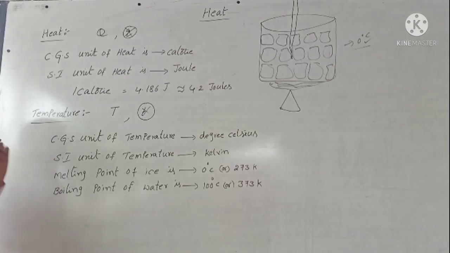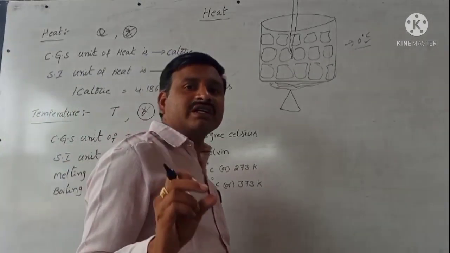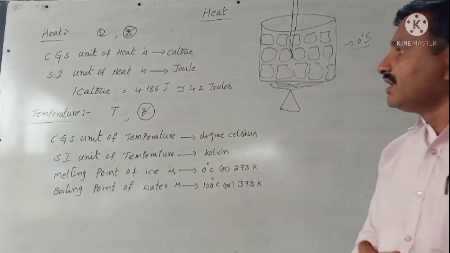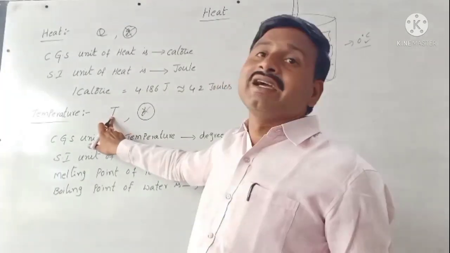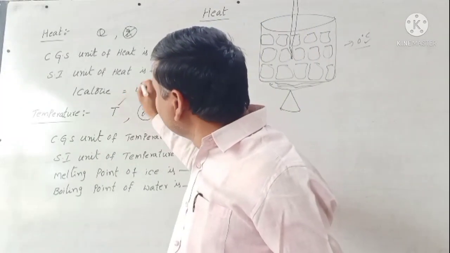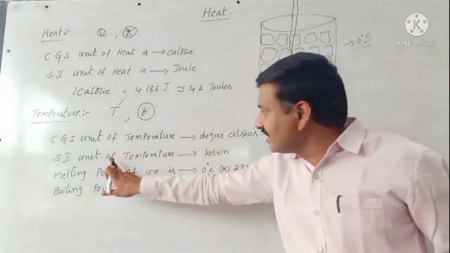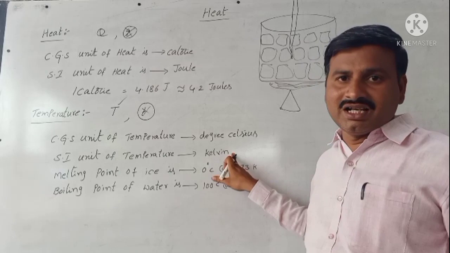So it is the temperature. Again I am telling that the degree of hotness or coldness of an object is called temperature. Temperature is denoted by the capital letter T. The CGS unit of temperature is degree Celsius and the SI unit of temperature is the Kelvin scale.